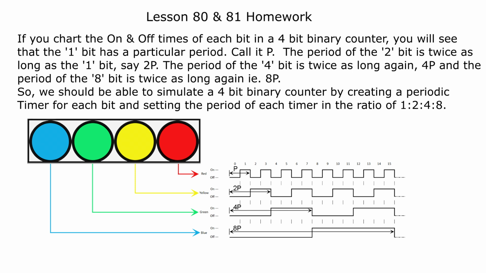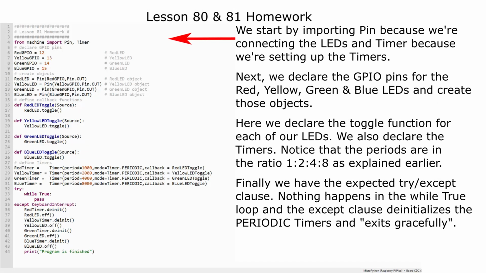So we should be able to simulate a 4-bit binary counter by creating a periodic timer for each bit and setting the period of each timer in the ratio of 1 to 2 to 4 to 8. Let's have a look at the code. We start by importing pin because we're connecting the LEDs and timer because we're setting up the timers. Next, we declare the GPIO pins for the red, yellow, green, and blue LEDs and create those objects.